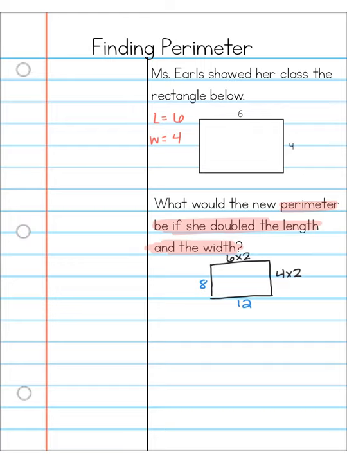Now that I have my new dimensions, I can move on to finding the perimeter. And I know I do that by adding all of the sides. I have to add in the width twice and the length twice. I know that 8 plus 8 is 16 and 12 plus 12 is 24. If I add 16 plus 24, I get 40. So if I were to double the length and the width of the original rectangle, my new perimeter would be 40.